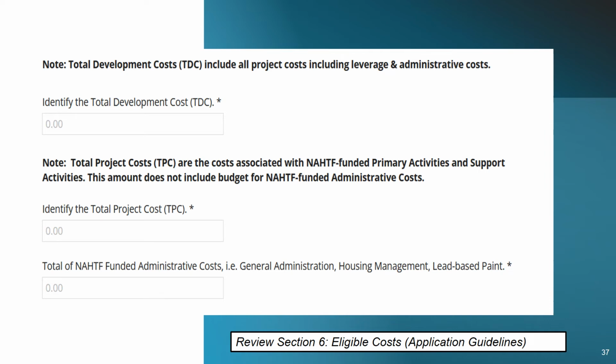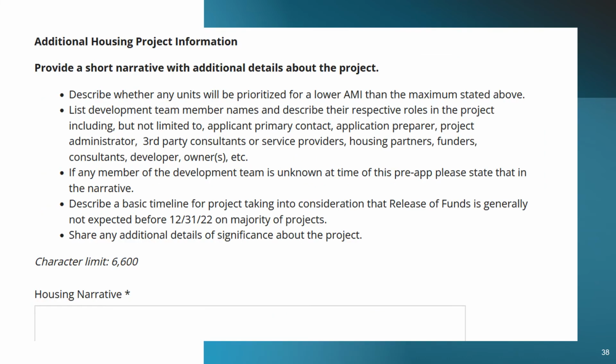Following that, you will be asked to input the total of the trust-funded administrative costs. This is general administration plus housing management plus lead-based paint, if applicable. Here is a place for you to add additional housing project information. You will be providing a short narrative with additional details about the project. Please answer all of the questions listed, such as describe whether any units will be prioritized for a lower area median income than the maximum that was stated above.